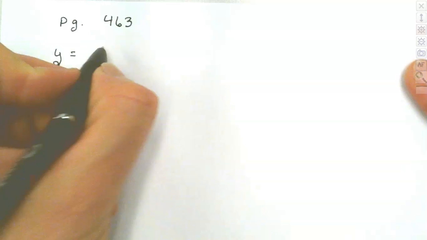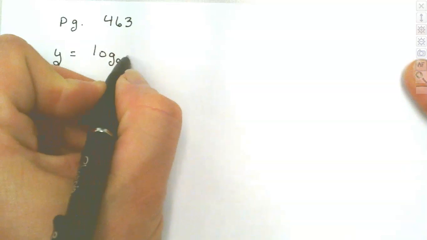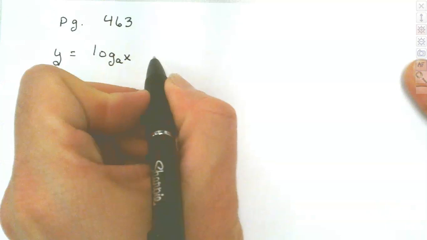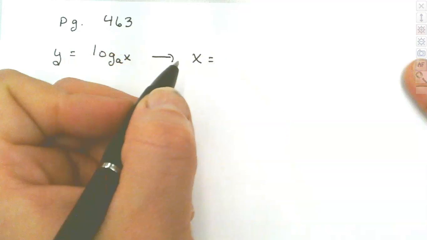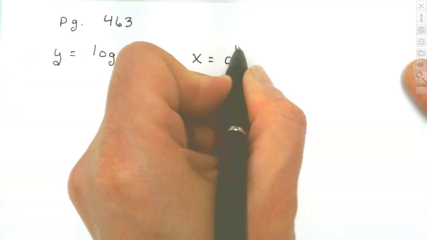So we first need our definition of a logarithm. I'll write up the definition, and I'll go ahead and give you a page number to reference as well. Our definition is on page 463. And the definition is this: y equals log base a of x. That's going to be equivalent to x equals a to the y power.